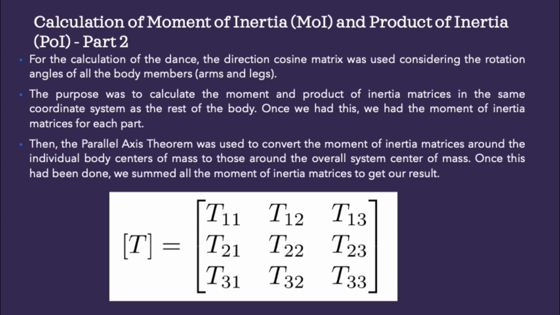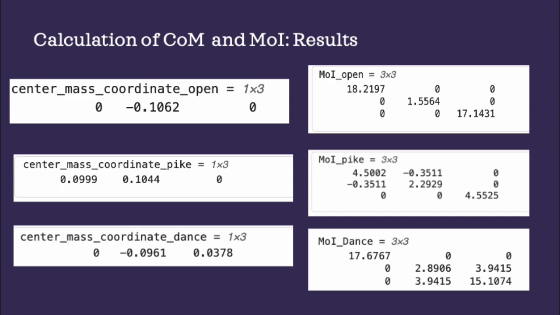This is one of the direction cosine matrices. Calculation of center of mass and moment of inertia. These are our results for open, pike, and dance in terms of the center of mass coordinate, and our moment of inertia matrices for open and pike as well as dance are to my right side.